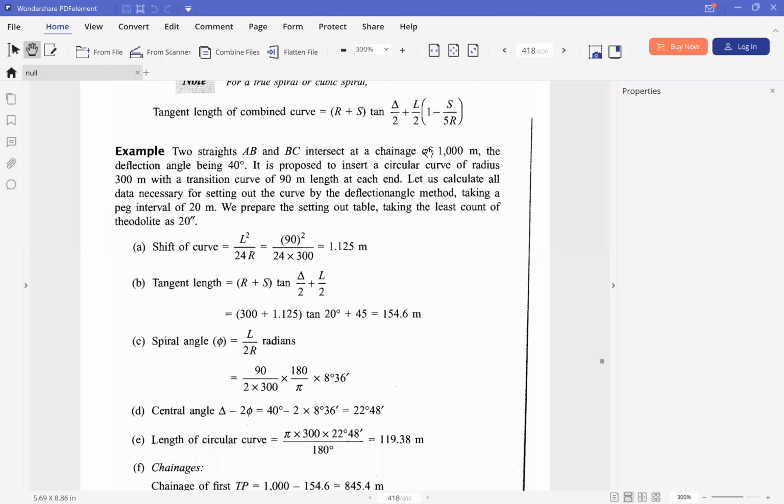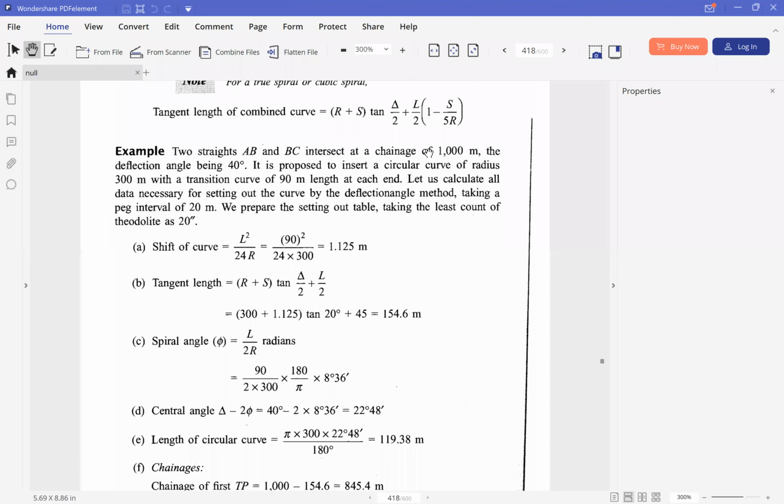So the example is: two straights AB and BC intersect at a chainage of 1000 meters, the deflection angle being 40 degrees. So the value of delta is given to you. It is proposed to insert a circular curve of radius 300 meters, so the R value is 300, with a transition curve of 90-meter length at each end. So the length of the transition curve is already given to you, right? So no need to calculate it.